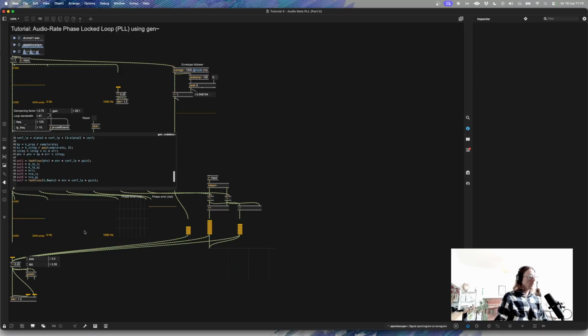Right. So that is, I think, it for this tutorial, and it should give you some ideas, hopefully, how this can be applied in a more musical context.